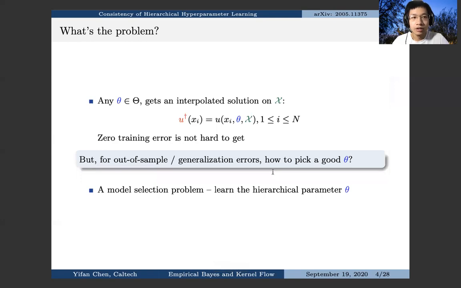Those three different things are very important, so we use different colors to highlight them. That is Gaussian process regression, and it has many favorable properties. For example, for any theta in the parameters, it will give us an interpolated solution on X. That means the GPR solution will agree with the ground truth u dagger on all the training data points. In machine learning language, we are easily achieving zero training error, so this is not hard. However, in practice, people care more about out-of-sample error, or the generalization error. In this case, the question is how shall we pick a good theta? This is a model selection problem, so we need to learn the hierarchical parameter theta from data.